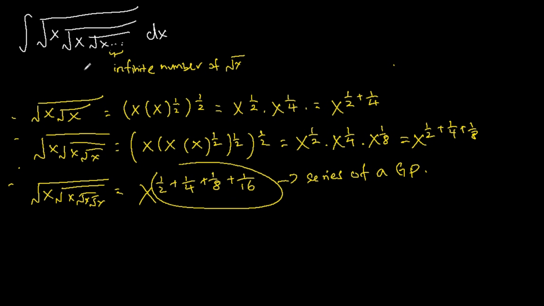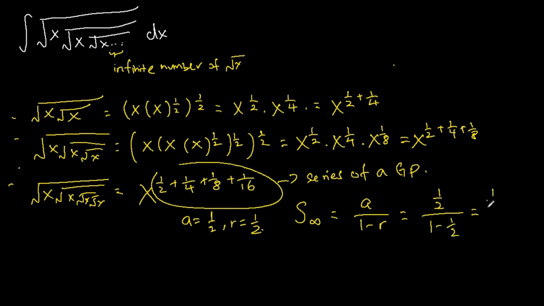And then if you have an infinite amount of square roots of x, you can actually find the sum of the series by taking the sum to infinity and using the formula of the geometric progression, which is just a over 1 minus r. We know that the first term of this geometric progression series is half and the ratio is half. So this is equal to half over 1 minus half, which is half over half, which simply equals 1.